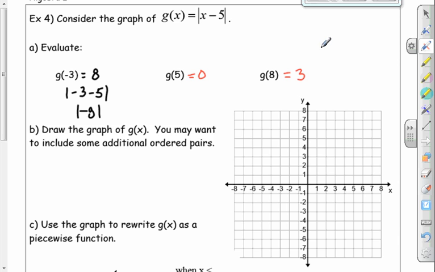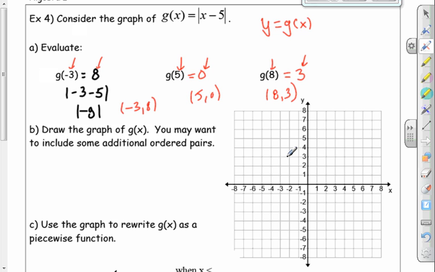So this gives us 3 ordered pairs which we can plot on the graph below. Remember, in this case, y would be equal to g of x, since we're defining the function as g. So these values that you're getting here, your outputs, are your y values, and your inputs are your x values. So we have the following ordered pairs: -3, 8; 5, 0; and 8, 3. Let's go ahead and plot those.